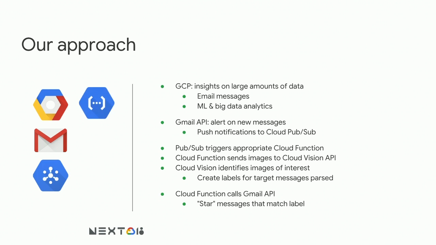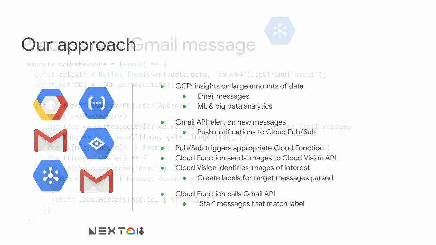Cloud Function can take the email message, scan the images that are attached to your email message, and then send that to Cloud Vision. And Cloud Vision can identify the images that you care about and then label them, such that if a matching label comes in, you can talk to the Gmail API again and star those messages which match that label. Okay, so that's how it's going to work.